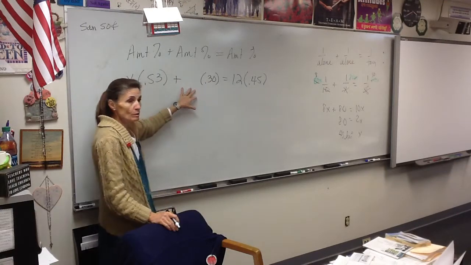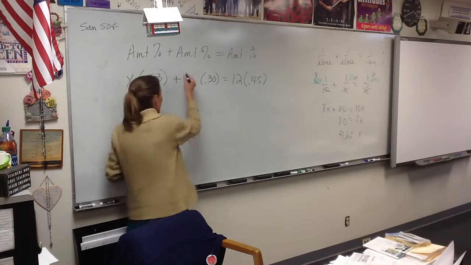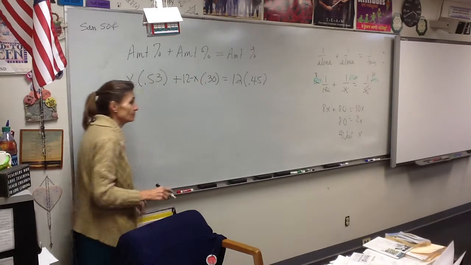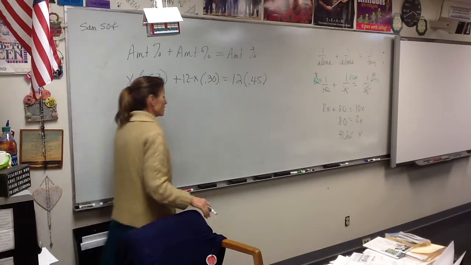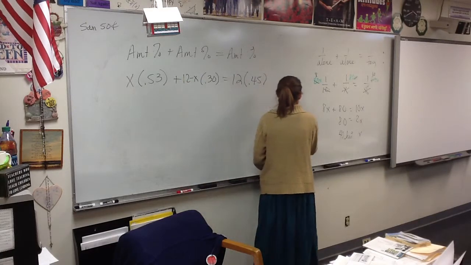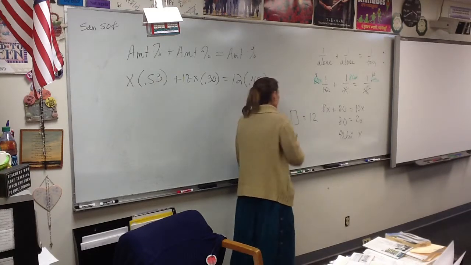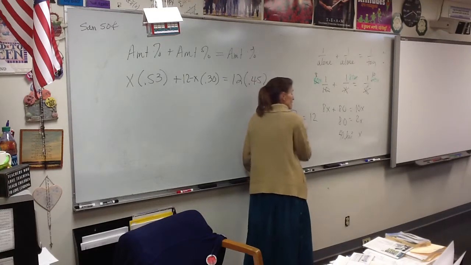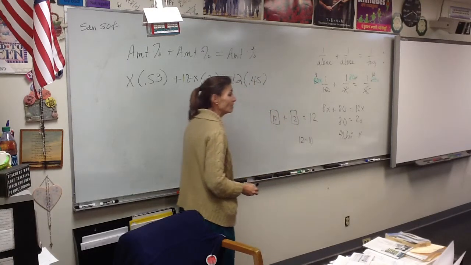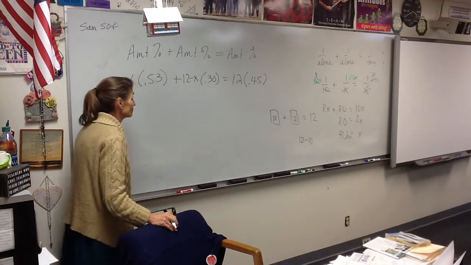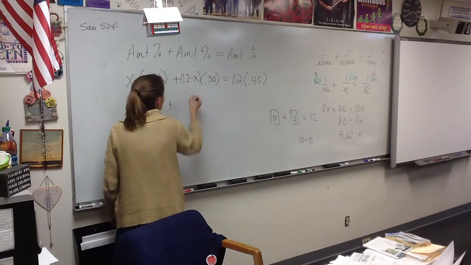So how would you indicate how much of this you need if that's x? 12 minus x. Think about it. If you had these two buckets and they added up to 12, if you put 10 in this bucket, how much would you put in that bucket? 2. And how did you get 2? You took 12 minus 10. You didn't take 10 minus 12. You took 12 minus 10.